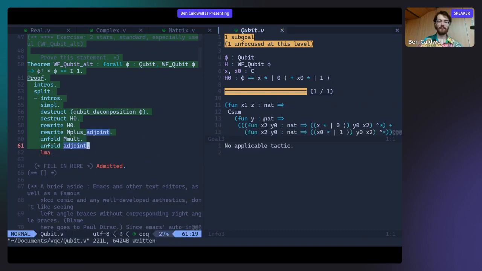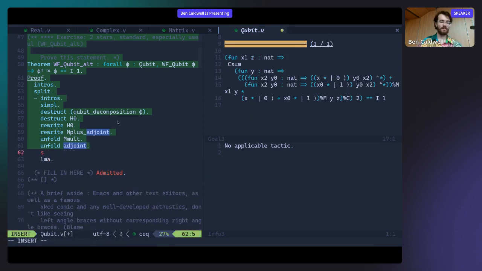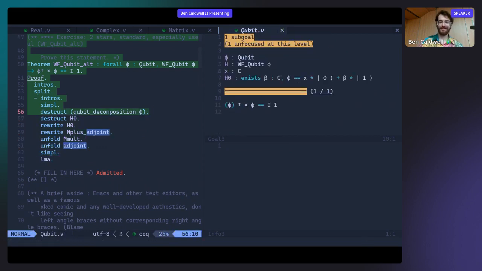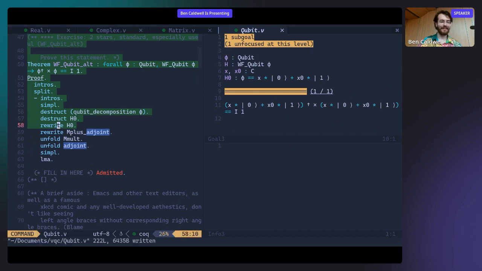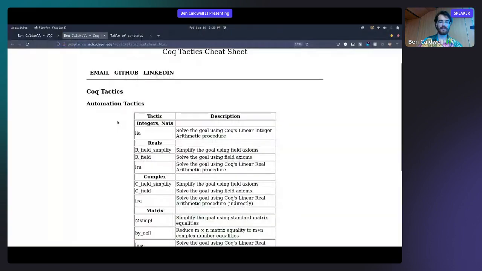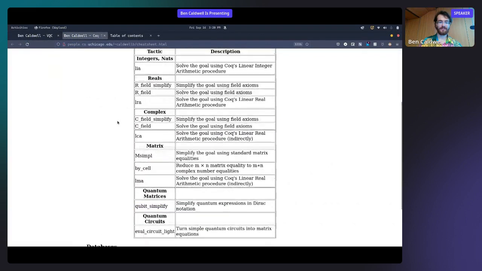Yeah, it's not. What else is it? How about there's a tactic, qubit... Wait, we don't have qubit simplify yet, do we? There's one of the tactics here on the cheat sheet, but it's further down.